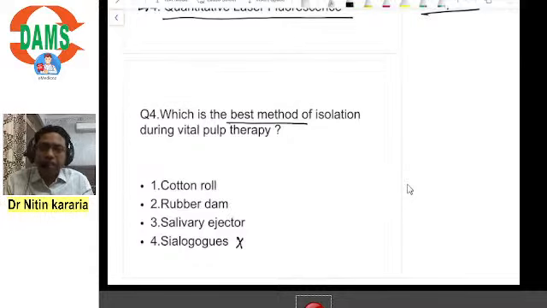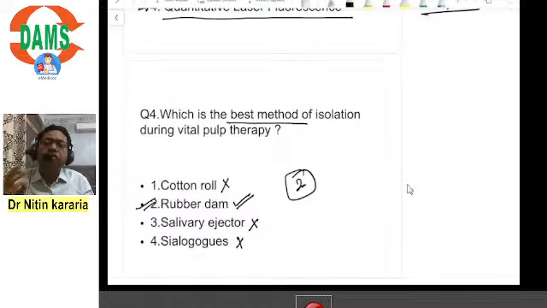Cotton roll can be used, but does not provide the best isolation because it frequently needs to be changed during the procedure, and there are always chances that during the changing of cotton rolls, contamination of the operative site can occur from saliva. Rubber dam definitely is one of the best methods for isolation in all clinical situations, and salivary ejector or a suction tube again is not the best. So looking at the options, you can easily answer that option 2 is the correct answer to this question.